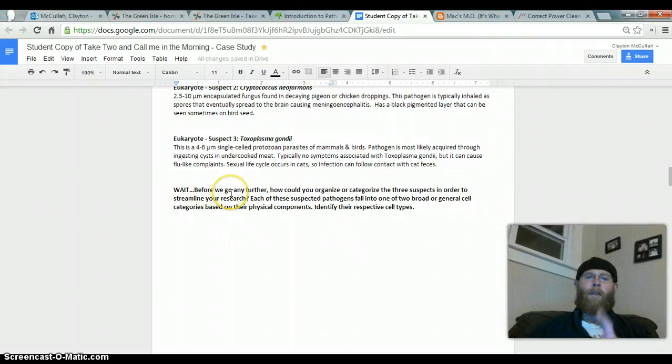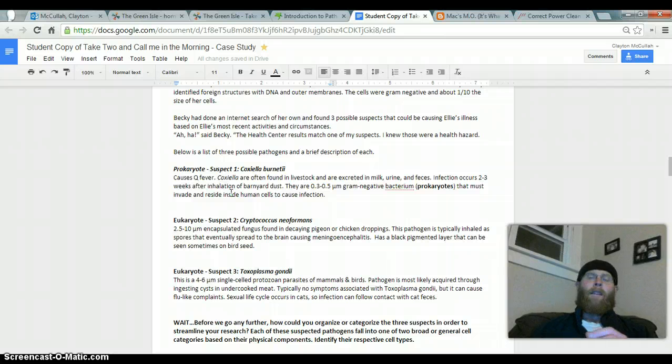It says, wait, before you go any further, how could you organize or categorize the three suspects in order to streamline your research? All three of these suspects can fall in one of two camps, just like anything that's a living organism can fall in one of two camps based off their cell type. So again, just don't overthink it. I just want to know, what are the two cell types we're dealing with here? The general category of cell types.